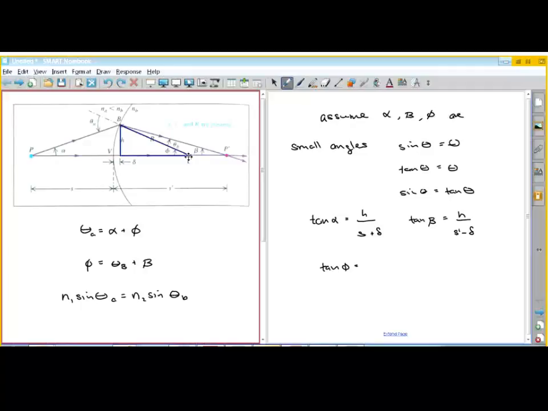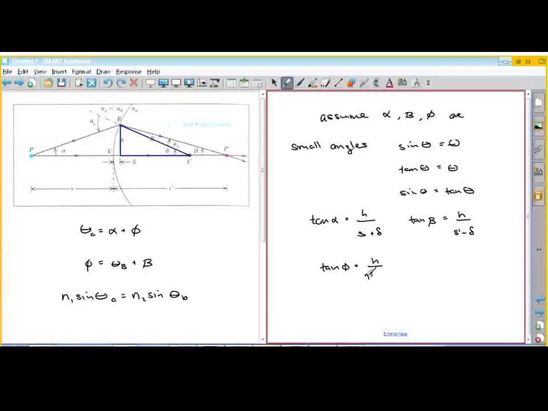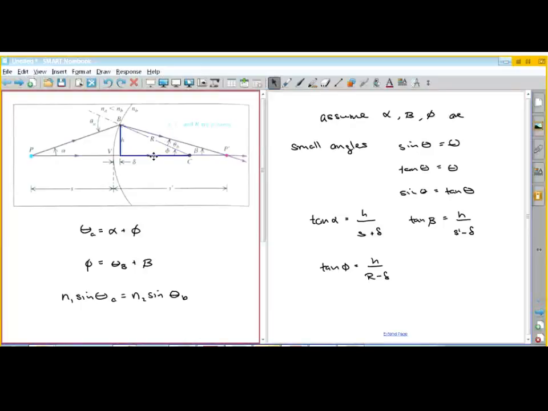That's phi. So we have, this is the radius, and that's delta. So this distance here is r minus delta. The opposite side is still h. So it's going to be h over r minus delta. Okay, so that's that. Let's erase those again.